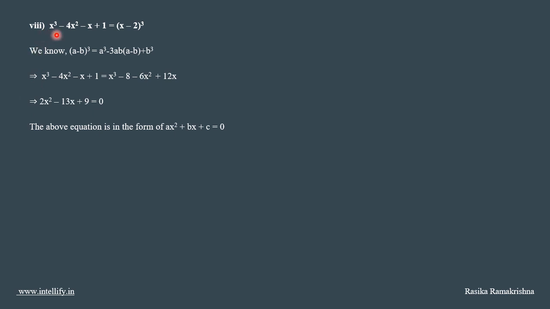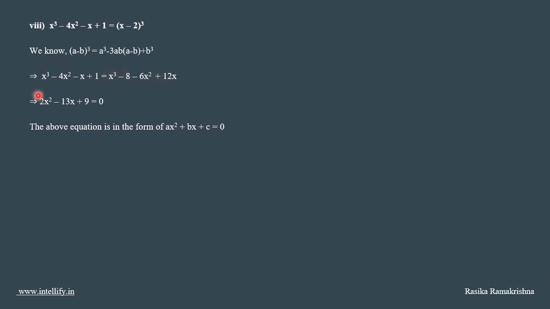Here we have x cube minus 4x square minus x plus 1 equal to x minus 2 the whole cube. Recall that a minus b the whole cube is nothing but a cube minus b cube minus 3a square b plus 3ab square. Using this identity, and you don't have any polynomial multiplication, sorry about that. Using this identity, we have x cube minus 4x square minus x plus 1 equal to x cube minus 8 minus 6x square plus 12x.